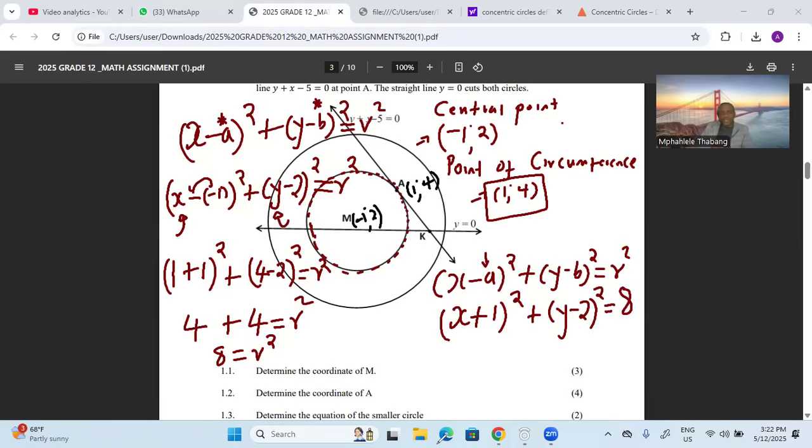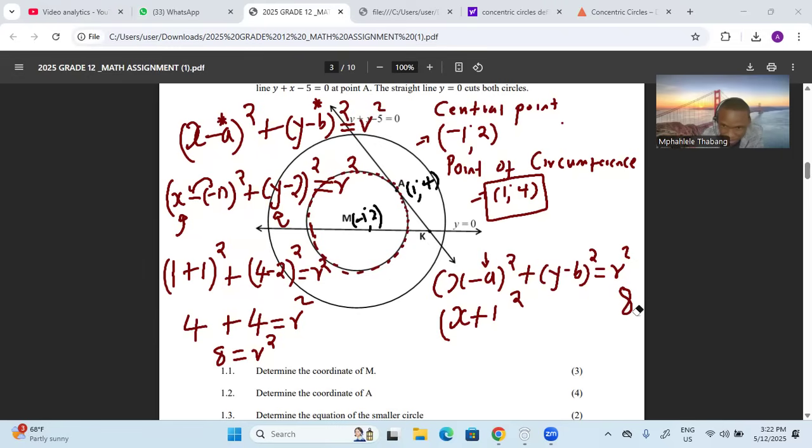So I found the equation of the small circle, which is (x + 1)² + (y − 2)² = 8. 2 marks. Wow, I wish they had given a bit more marks for this one. 2 marks.